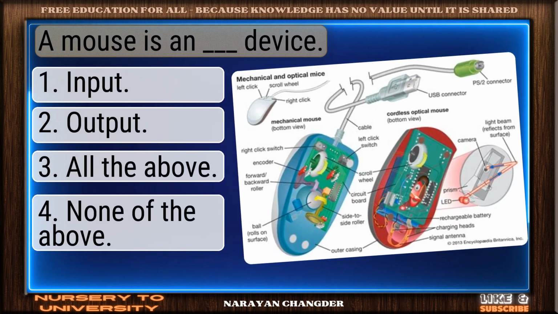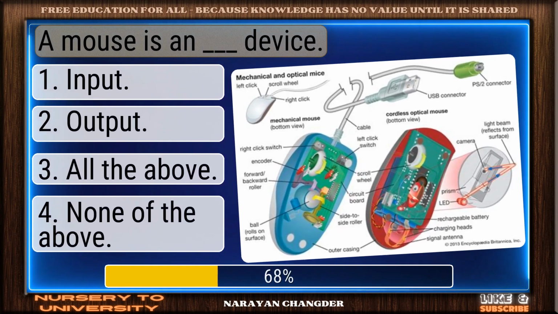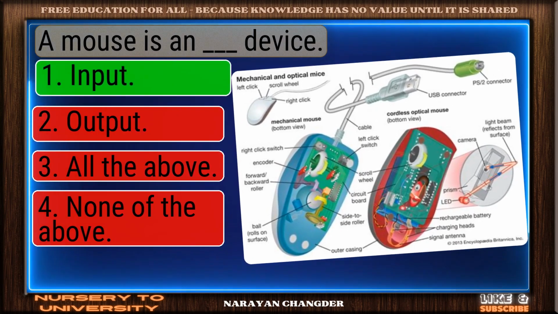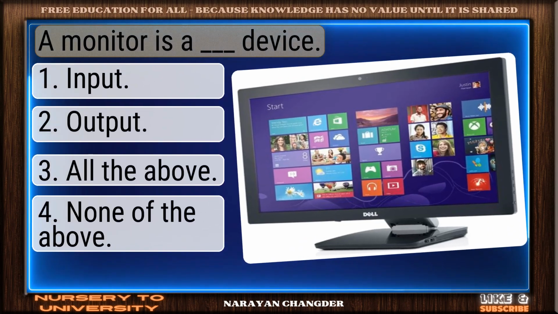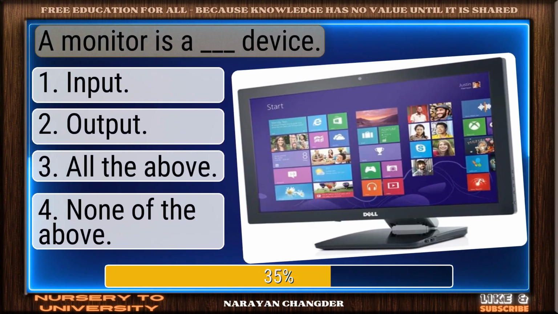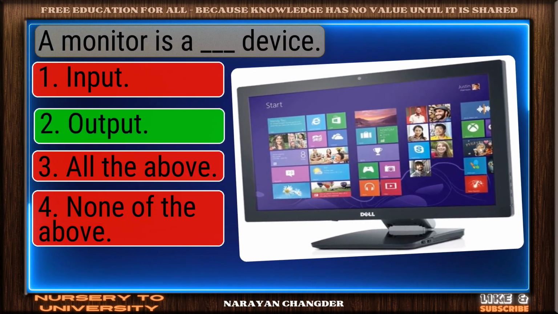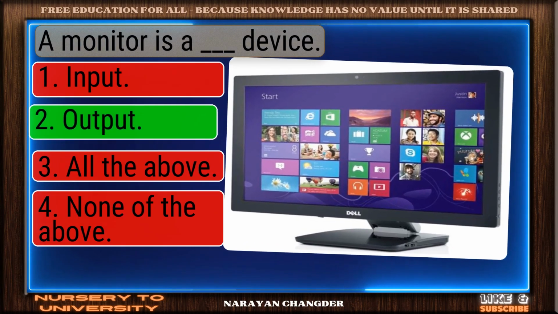A mouse is a dash device. Solid response. Input is a valid choice. A monitor is a dash device. Valid point. Output is true.